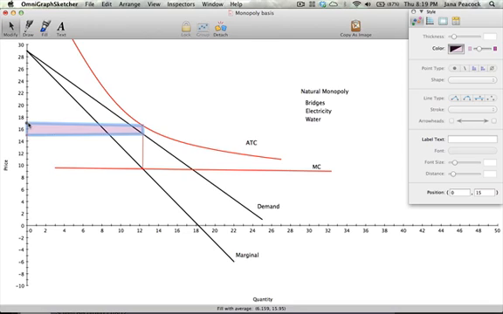This should be, if I'd drawn it correctly, more rectangular in shape. So that's the area of loss for a monopoly. And the government may regulate a loss for a monopoly for lots of reasons, and we'll take a look at those in the next video.